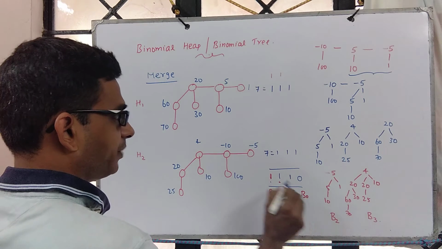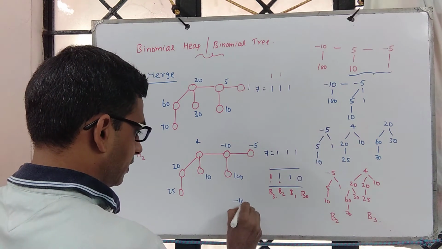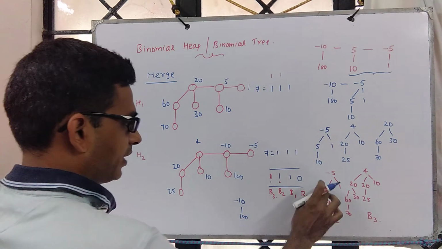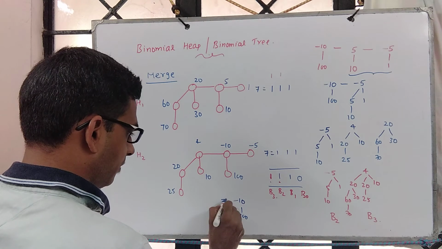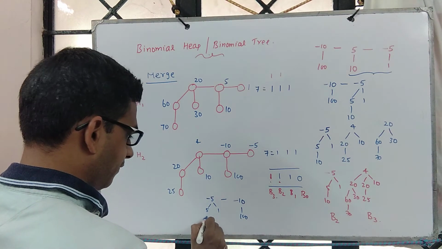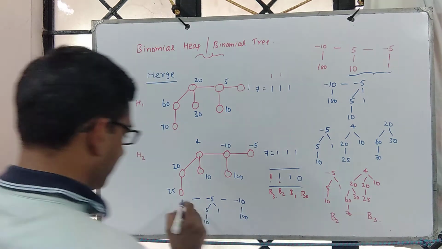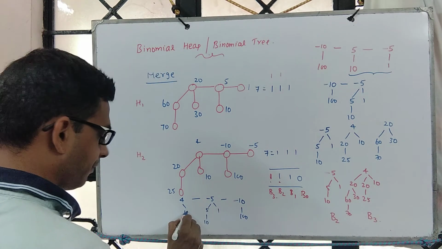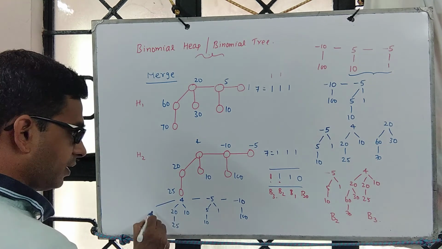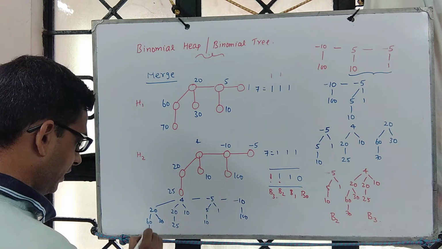Resultant structure, there is no B0 and there is one B1 which is minus 10 and 100. So we have a copy of B1. Then we are retaining a copy of B2 which is minus 5, 1, 5, 10. Then we have a copy of B3 which is 4, 10, 20, 25 and 20, 30, 60 and 70.